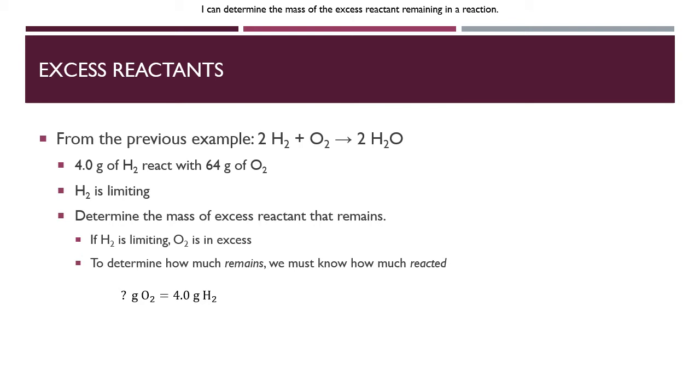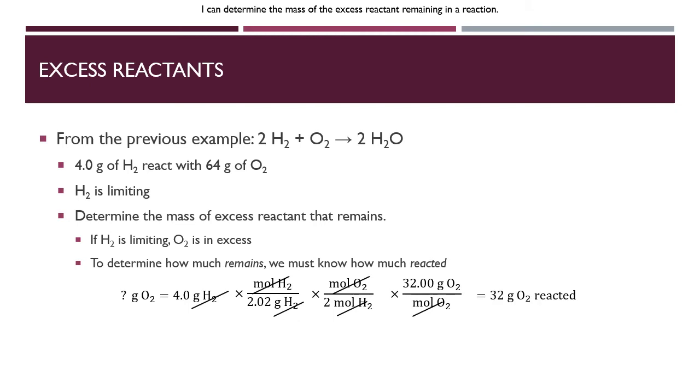I know all 4 grams of hydrogen will react because it's limiting, so I will use that to figure out how much oxygen is going to react along with it. So again, this is just a gram, mole, mole, gram problem. I convert to moles of hydrogen using the molar mass. Then I use my mole to mole ratio from the balanced chemical equation. Then I use the molar mass of oxygen, and we get 32 grams of O2 reacted. Note, this is not the answer to the question. This is the mass that reacted because it's 4 grams of hydrogen that react.